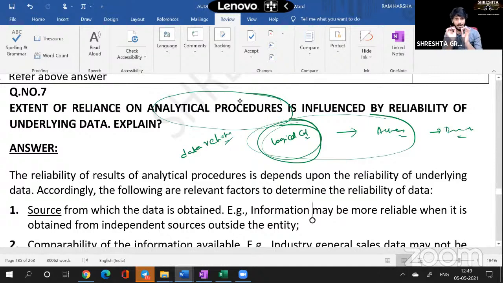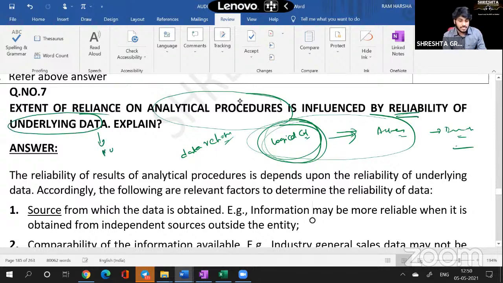So the data you are getting so that you can do analytical procedure, yes or no, the data must be reliable. Only then is your analytical, logical calculation reliable. Only then do you compare with the actual value and investigate. Only then will people answer you properly. So the result of analytical procedure depends on the reliability of background data.